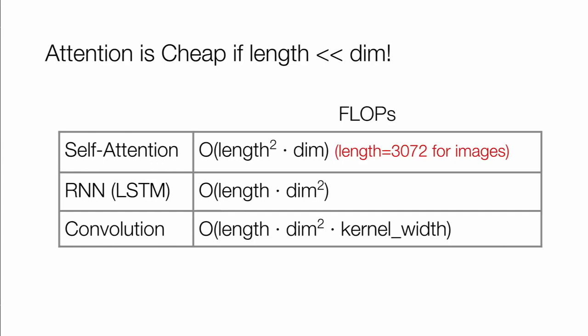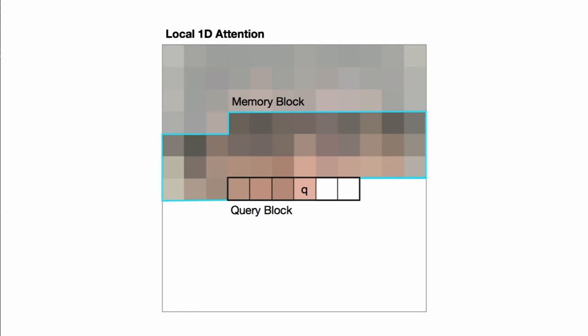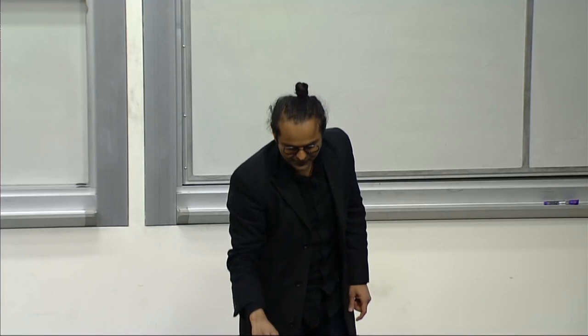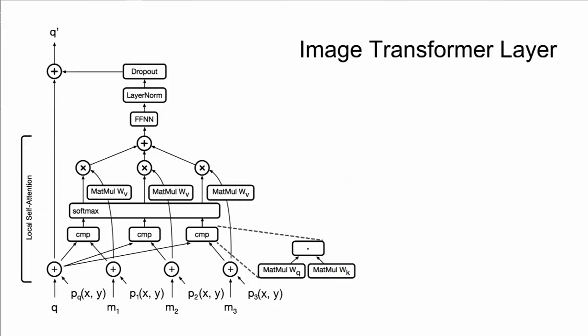The way we did it was we essentially had two kinds of rasterizations. We had a one-dimensional rasterization, a single query block, which was then attending into a larger memory block in this rasterized fashion along the rows. Then we tried another form of rasterization following standard two-dimensional locality, where we produced the image in blocks, and within each block we had a rasterization scheme. Again, this image transformer layer was very similar. We had two-dimensional position representations along with a very similar attention mechanism.